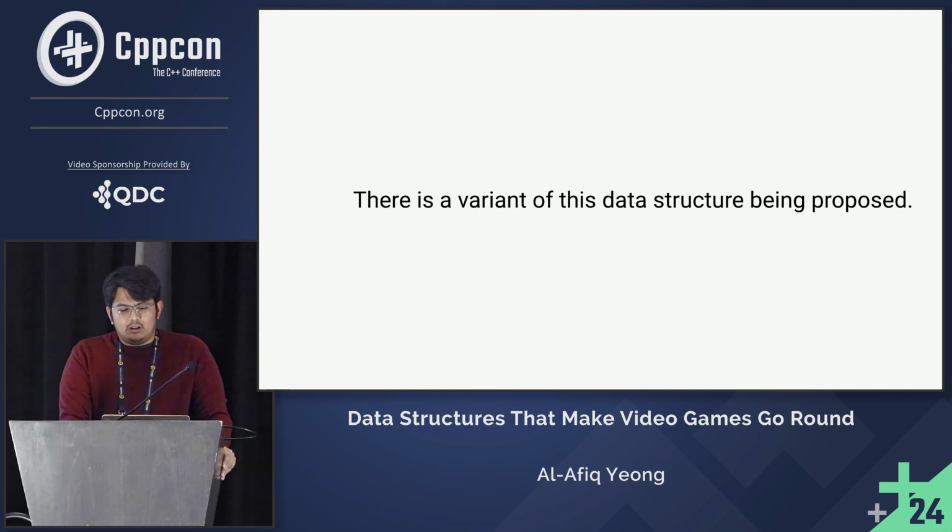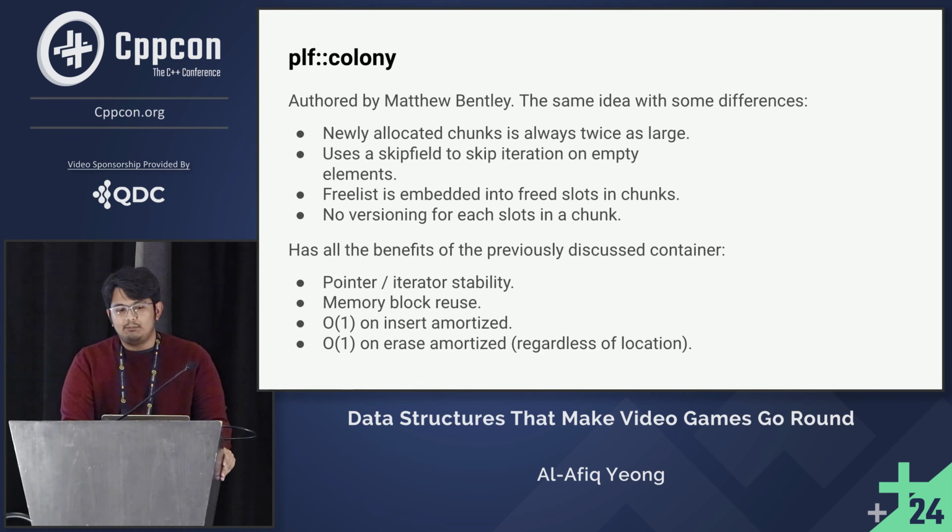So there is a variant of this data structure being proposed into the standard, right? It started off as PLF colony. The author of the library is Matthew Bentley. It basically has the same idea as the container that we've just discussed, with some minor differences. Newly allocated chunks of memory in PLF colony are always twice larger than the one before it, and it uses a skip field to skip iterations on empty elements. We're going to cover skip fields later on. I feel like it's a really interesting technique.